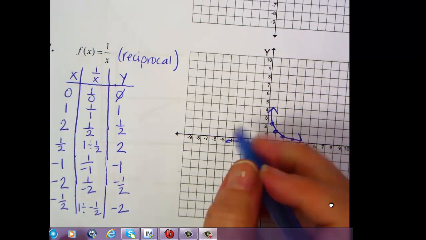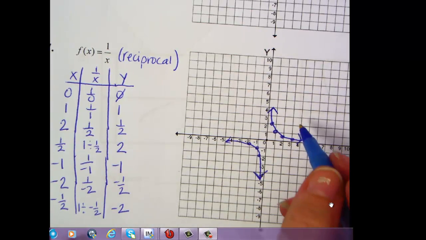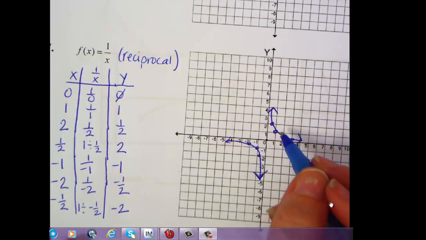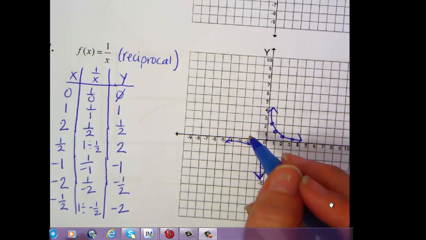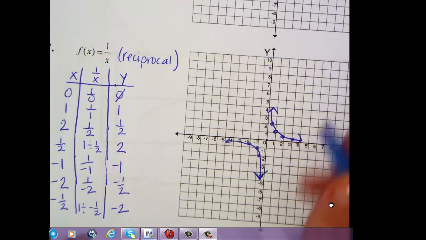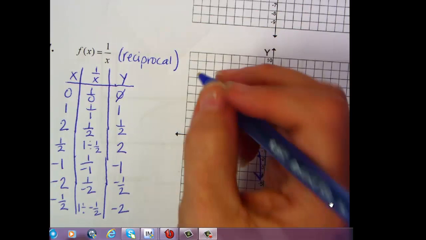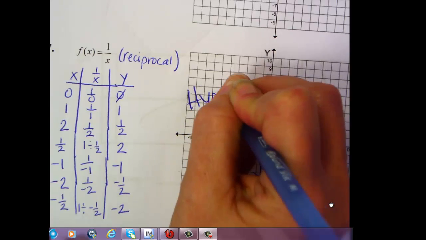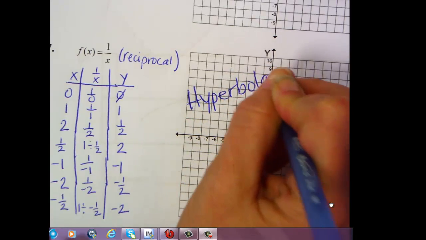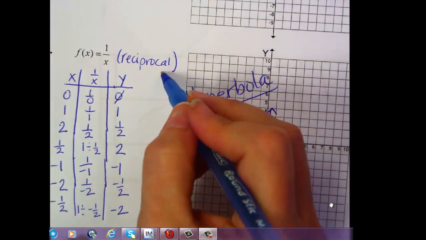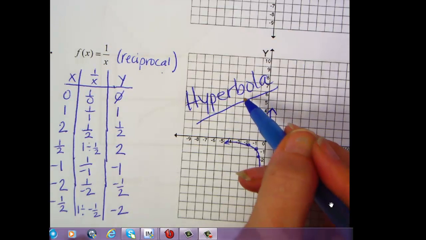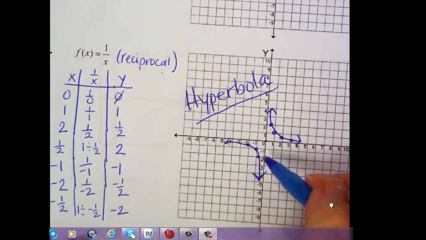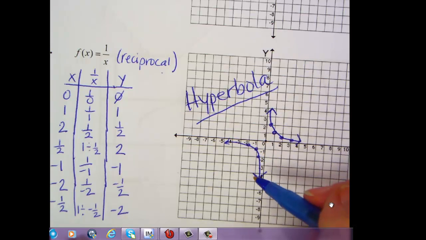So we have a new kind of graph that's broken up by asymptotes. The y and x-axis in this case are both asymptotes. This kind of graph, the whole thing, is called a hyperbola. It's a new kind of graph. So a reciprocal function will give you the graph of a hyperbola. It has 2 asymptotes and 2 pieces, 2 curves.